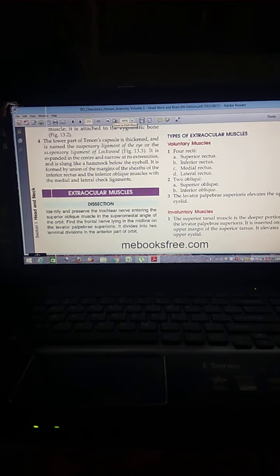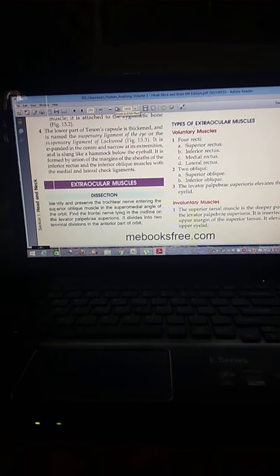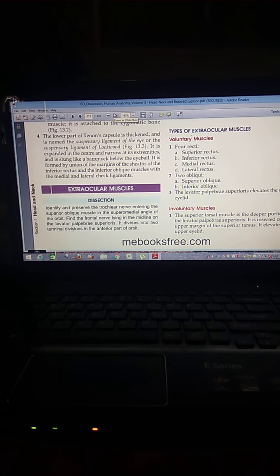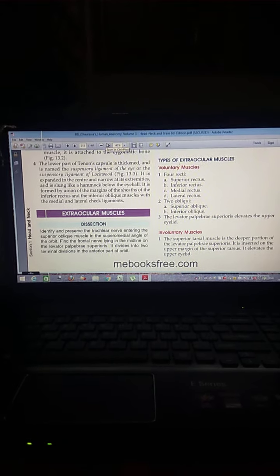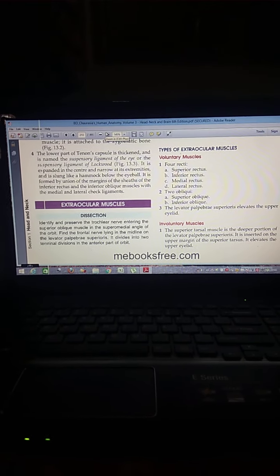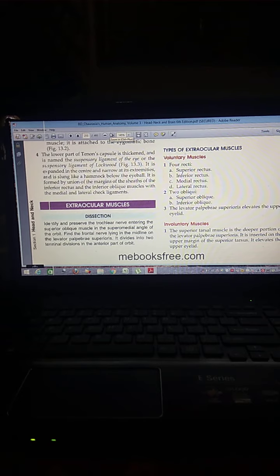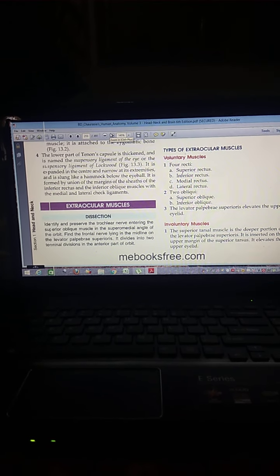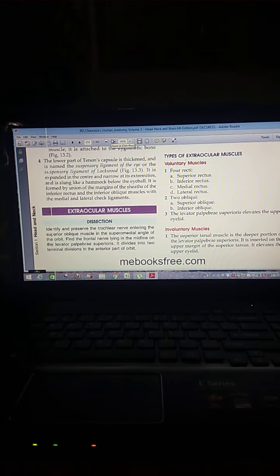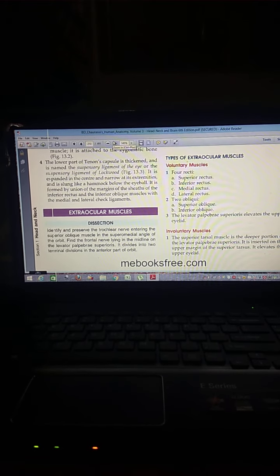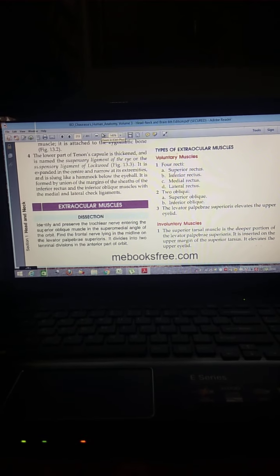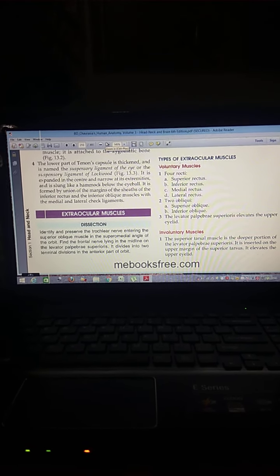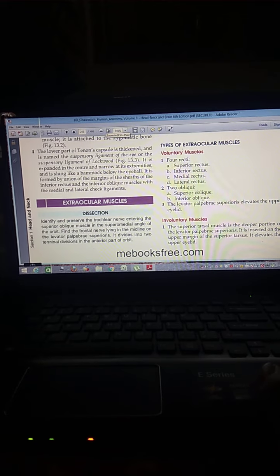Here the voluntary muscles are four recti: superior rectus, inferior rectus, medial rectus, lateral rectus, and two obliques, superior oblique and inferior oblique. The levator palpebrae superioris elevates the upper eyelid. Involuntary muscle: the superior tarsal muscle is the deeper portion of the levator palpebrae superioris. It is inserted into the upper margin of the superior tarsus.